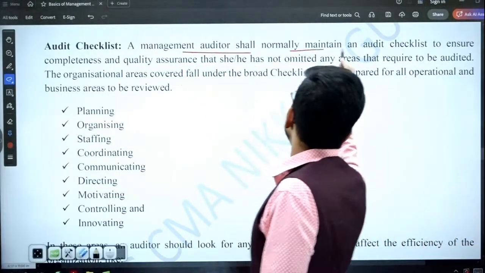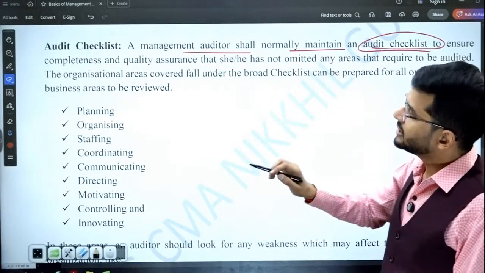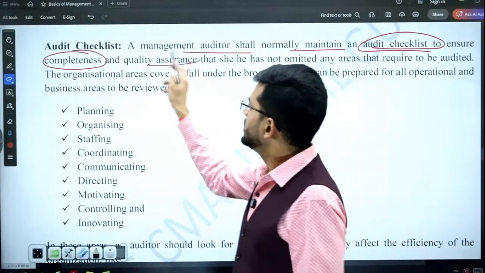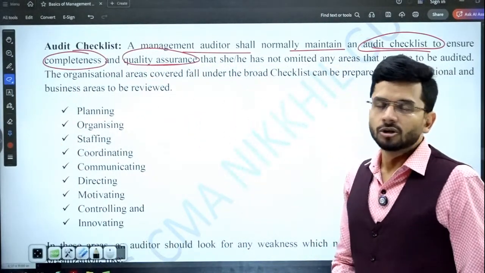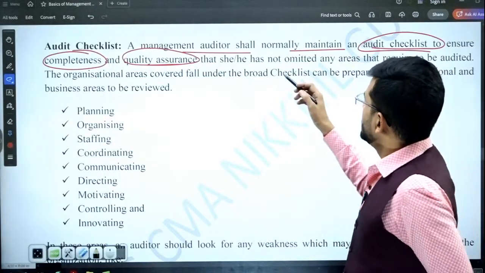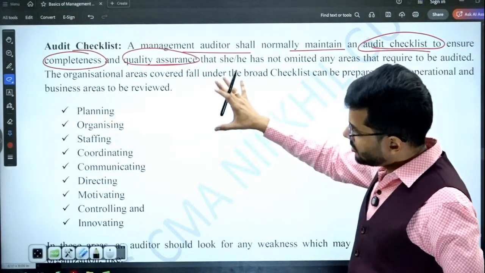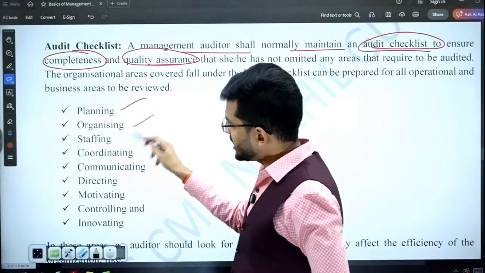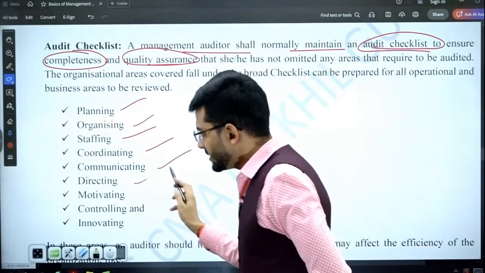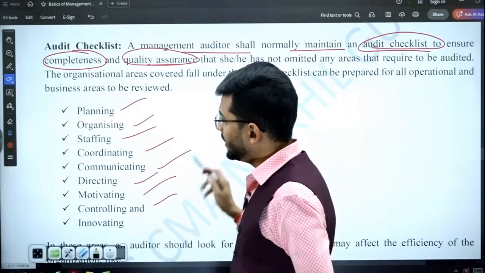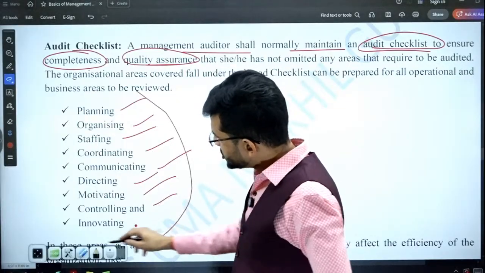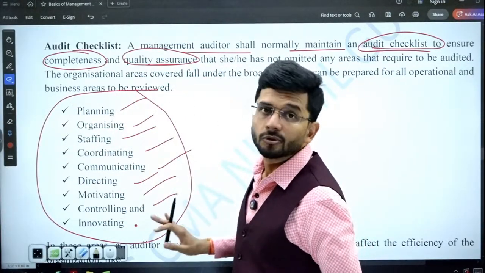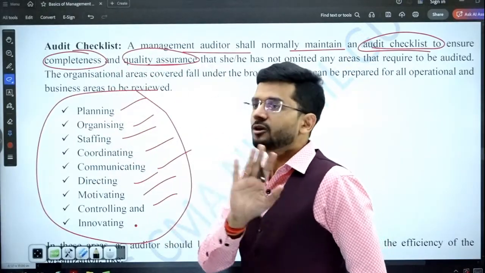A management auditor shall normally maintain an audit checklist to ensure that it has completely audited and has also followed the quality standards. What can be the checklist? What all things need to be covered in a management audit? It should be planning, organizing, staffing, controlling, communicating, directing, motivating, innovating. So these are the areas which a management auditor should cover in its management audit report relating to a particular area. You have to decide.